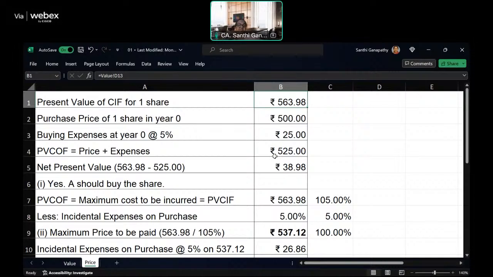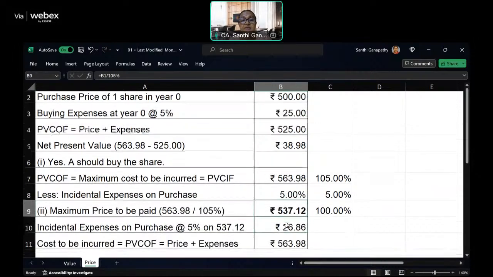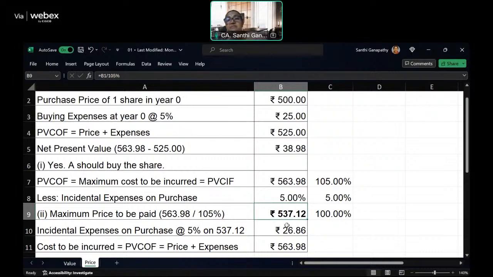What is the maximum price he can pay? It means the present value of cash outflow can at most be 563.98. This has to include the incidental expenses. So what is the incidental expense? How much? What is the maximum price that can be paid? Is this clear?